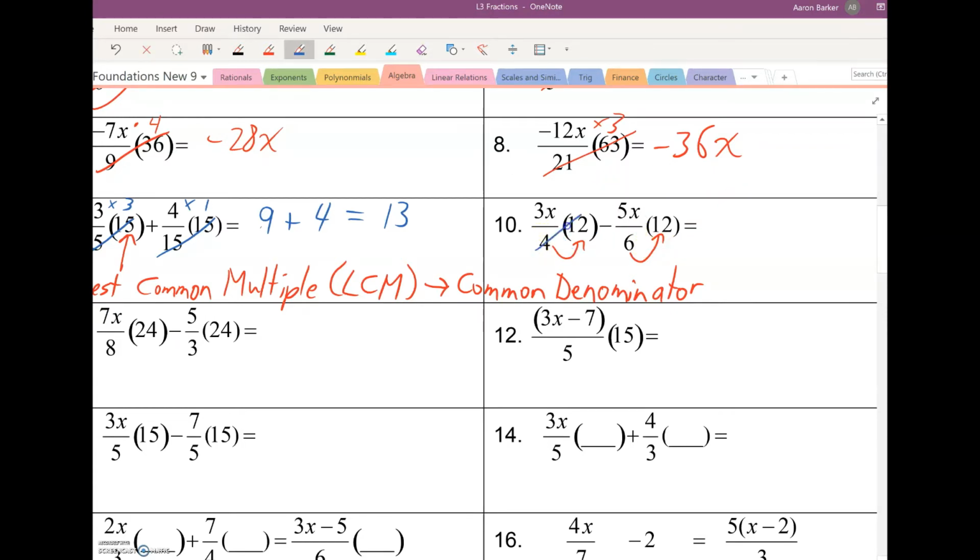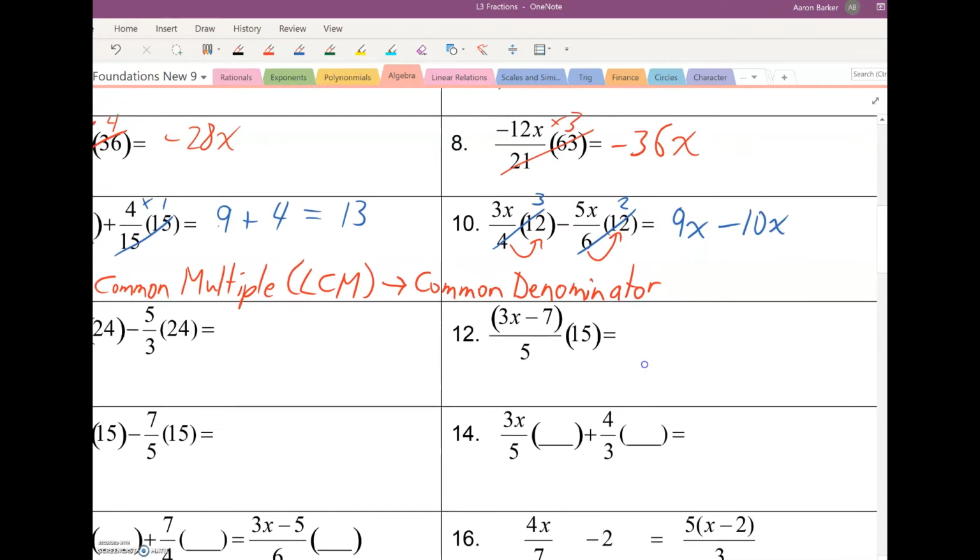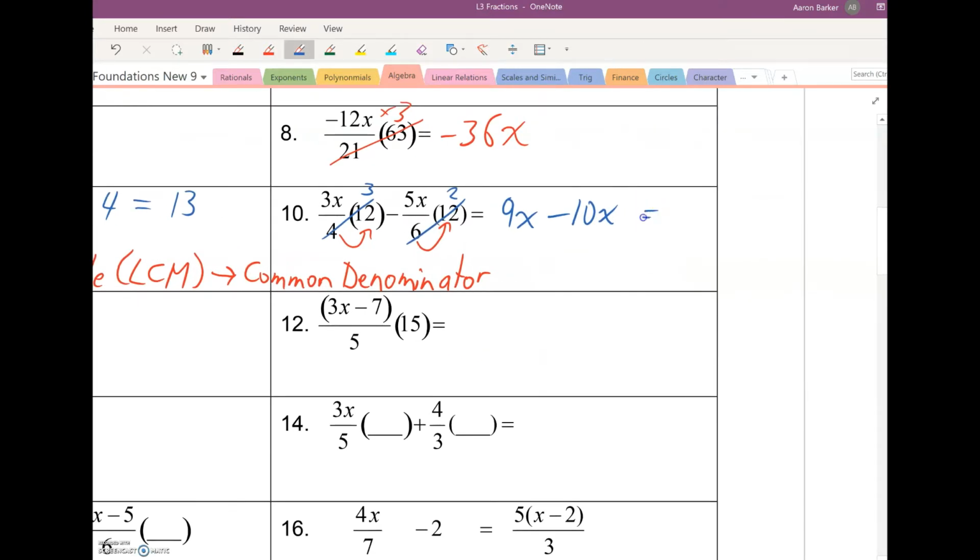And what happens is this cancels to 3. This cancels to 2. And so when you multiply, you're going to get 9x minus 10x. Now, 9x minus 10x, you can do that, equals negative 1x. But you couldn't have done that before because you didn't have a common denominator. But now you did. Your denominator is 1. We would just never write that.